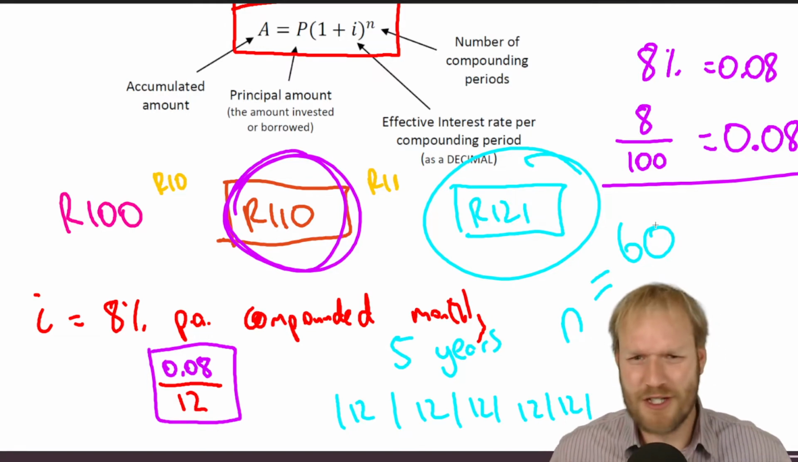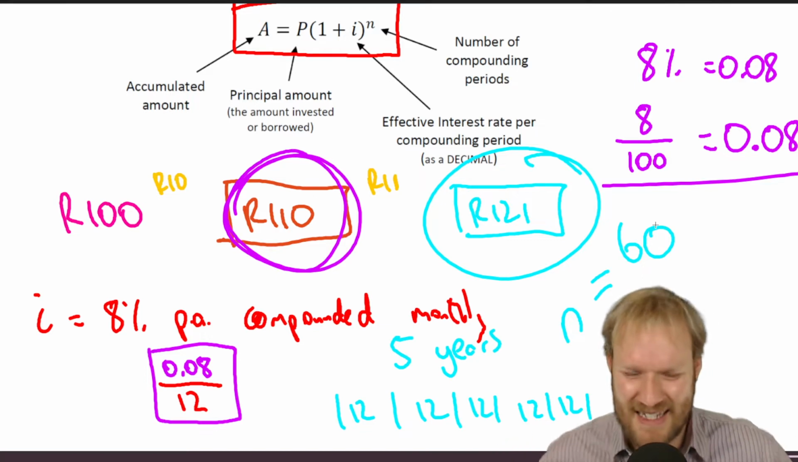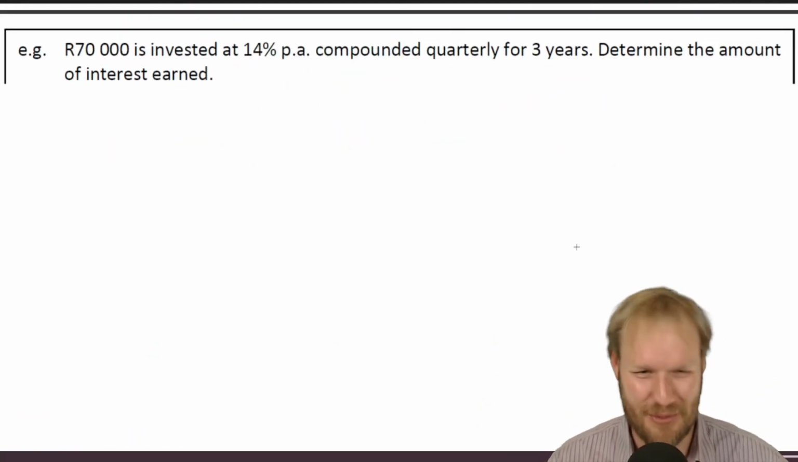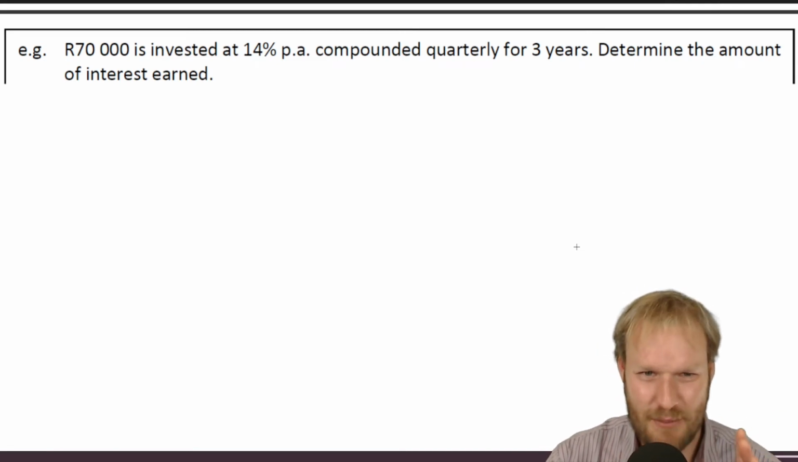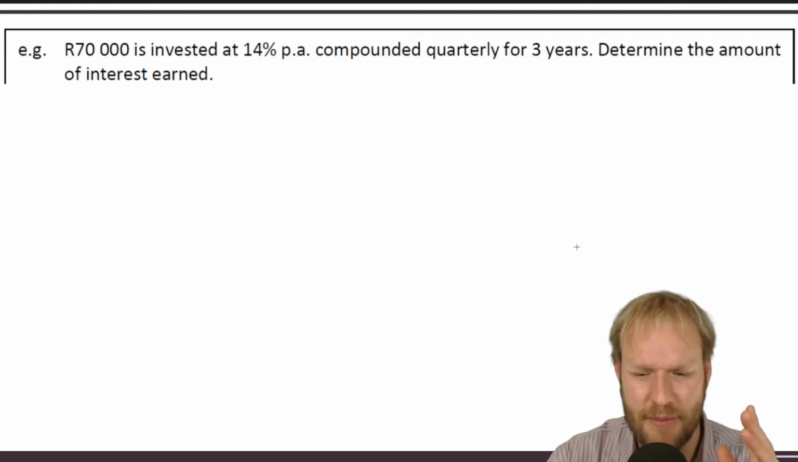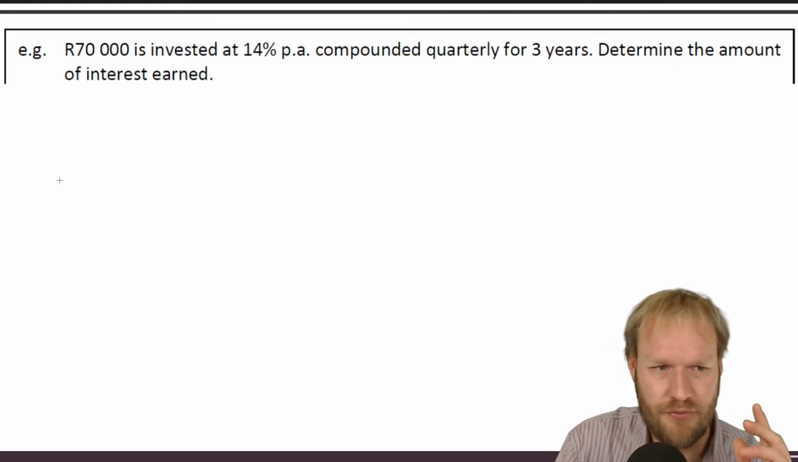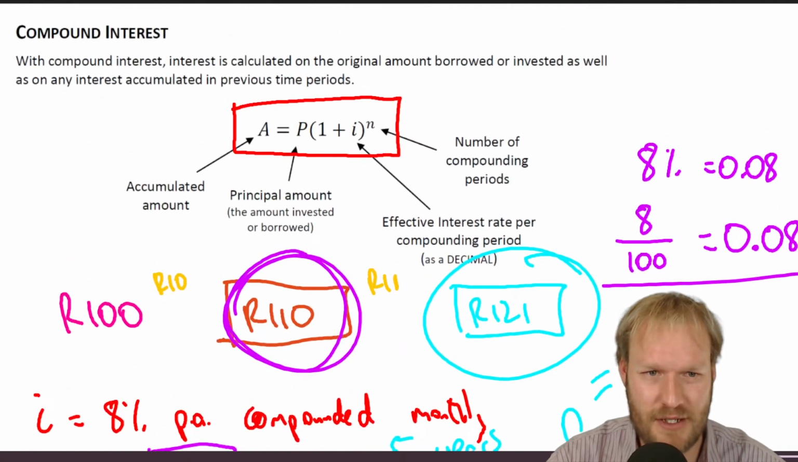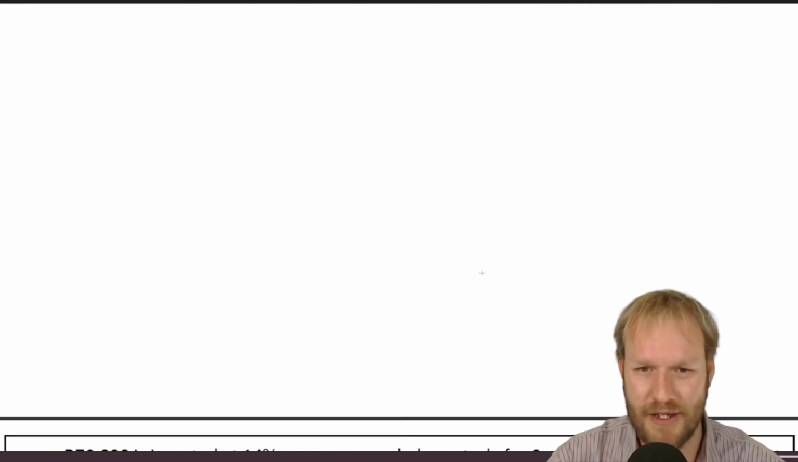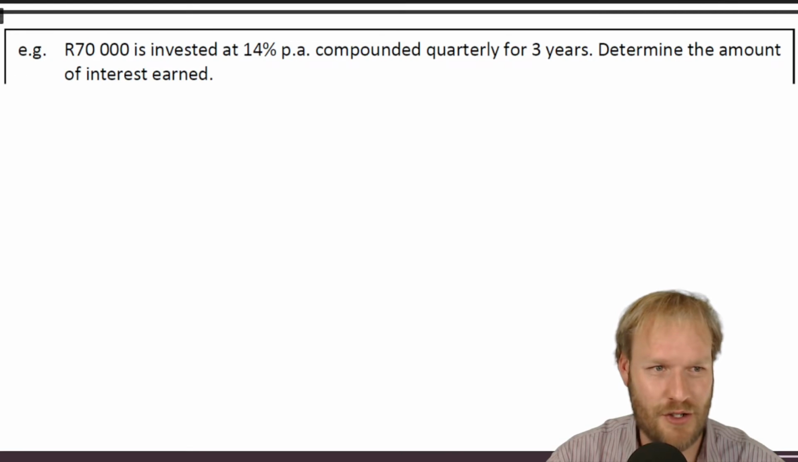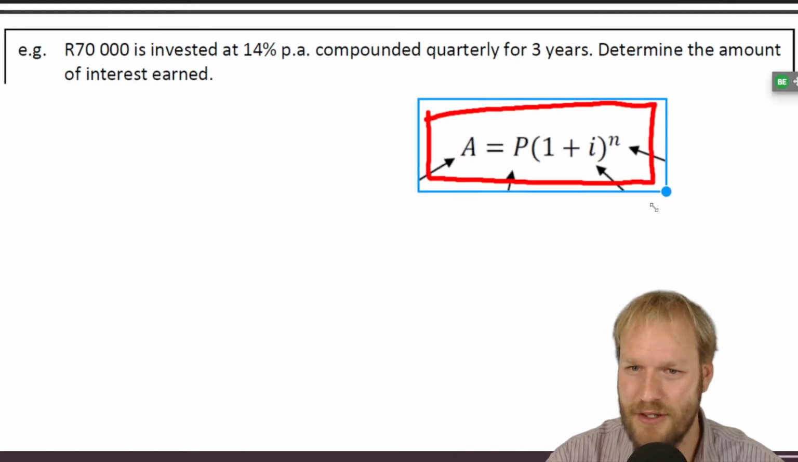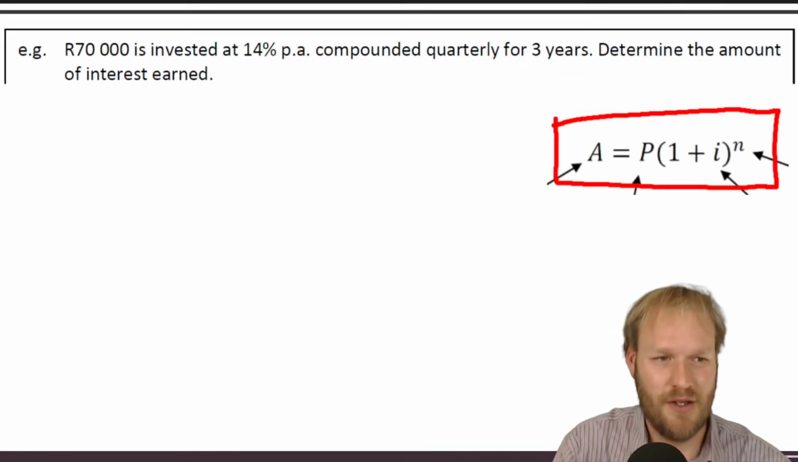So, I'm sure you're dying. Let's get into an example here. So we've got 70,000 Rand. Back to our example, right? It's invested at 14% per annum compounded quarterly for 3 years. Determine the amount of interest earned. Okay, so we're going to use our formula. I'm going to just copy and paste it here, and put it over here. And we should be able to see it, right? Okay, so there it is.